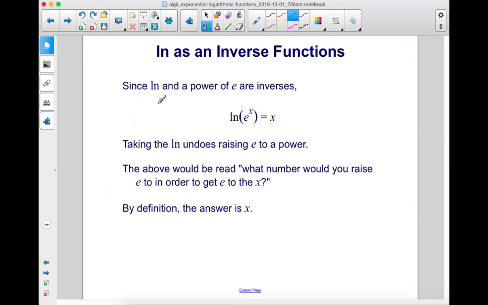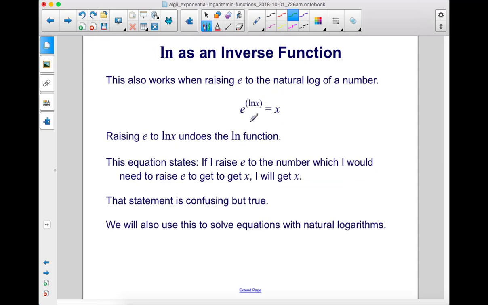Since the natural log and a power of e are inverses, taking the natural log undoes raising e to a power. The above would be read, what number would you raise e to in order to get e to the x? By definition, the answer is x. So taking the natural log and raising e to a power undo each other, and we just are left with x. This also works when raising e to the natural log of a number.